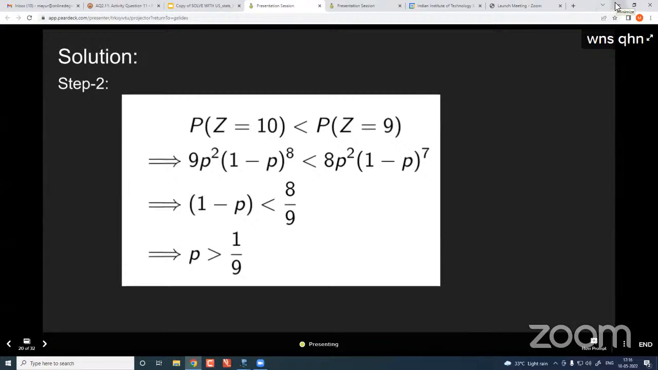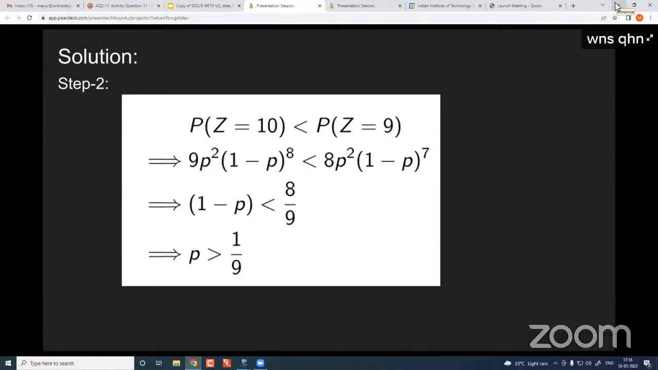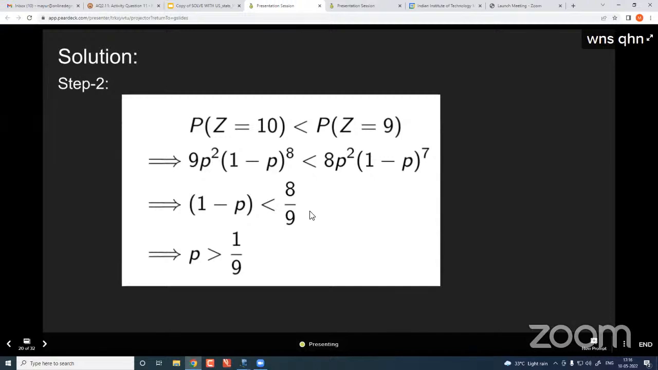Shall I write, or is this okay? Yeah, it's okay, sir. It's okay, right? Nothing is there to actually write, same thing. So 1 minus p should be less than 8 by 9. So if 1 minus p is less than 8 by 9, then p will go to that side, right? And 8 by 9 will come to this side. So what will happen? 1 minus 8 by 9 should be less than p.